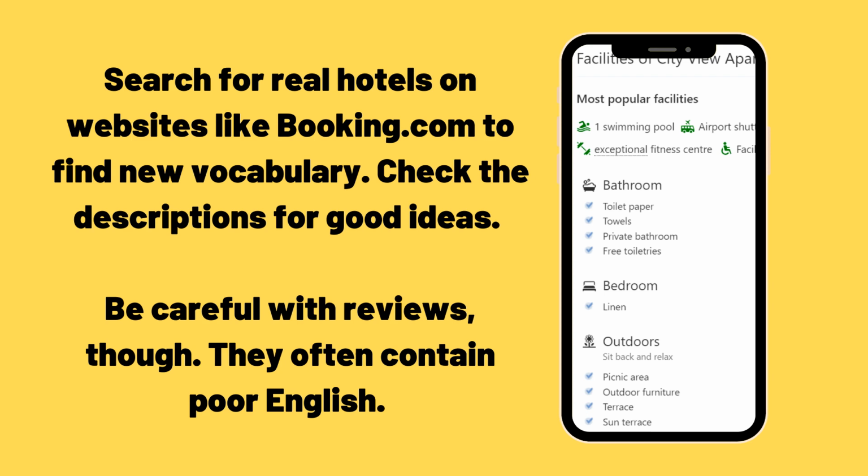Be careful when you're reading the reviews though, because oftentimes you have people from different countries around the world writing reviews in English and their language will not be very good. And so you should not try to learn from that. Instead, go and find the proper English that has been written by the hotel owner or the website owner.